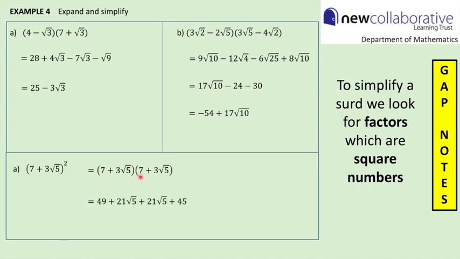give us 49 + 21√5 + 21√5 + 9√25, or 9 times 5, which is 45. Then simplifying gives us 94, since 49 plus 45 is 94, and 21√5 and 21√5 gives us 42√5.